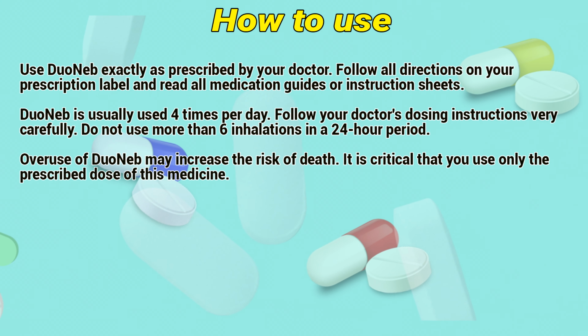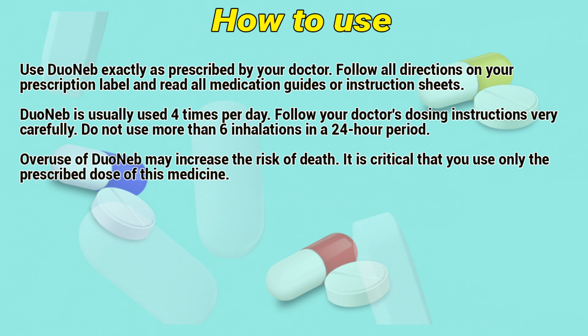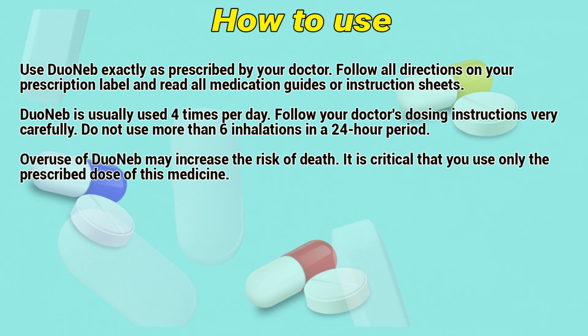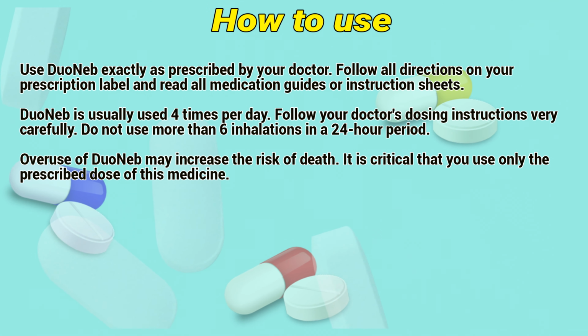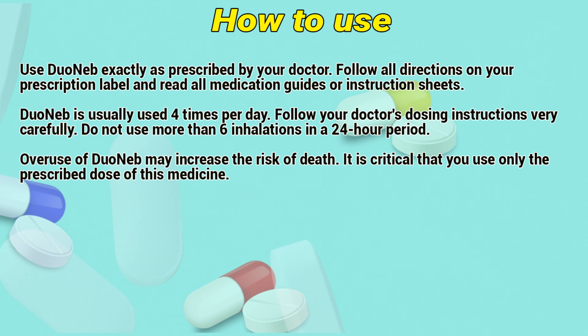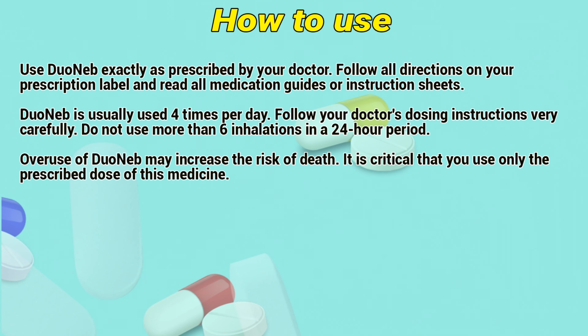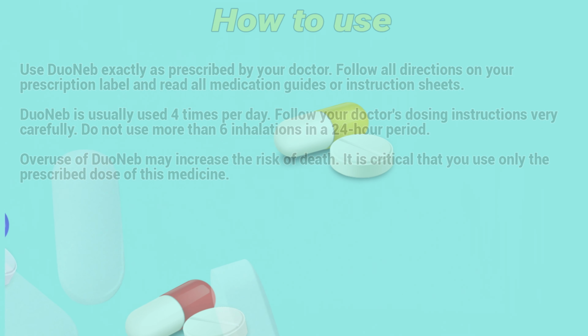How to use? Use Duoneb exactly as prescribed by a doctor. Follow directions on the prescription label and read medication guides or instruction sheets. Duoneb is usually used 4 times per day. Follow your doctor's dosing instructions very carefully. Don't use more than 6 inhalations in a 24-hour period. Overuse of Duoneb may increase the risk of death. It is critical that you use only the prescribed dose of this medicine.